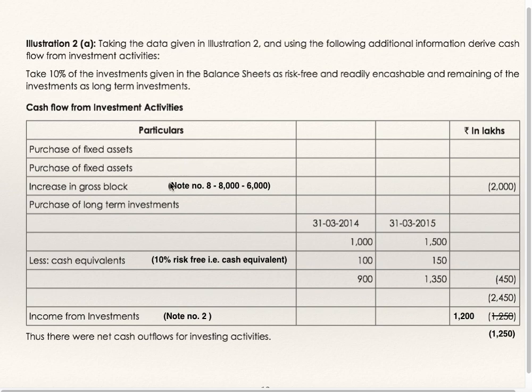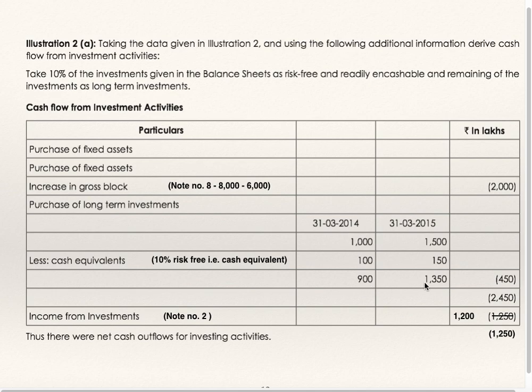Now, purchase of fixed assets, increase in gross block. Note number 8. Closing minus opening. Closing is more, that means an asset has been purchased. So it is an outflow, that's why it is written in negative bracket. Investments, opening 1000, closing 1500. 10% is cash equivalent, deduct it. So the remaining is long-term investment.